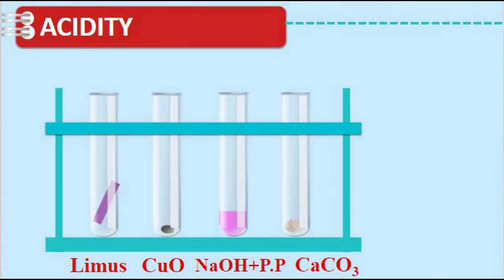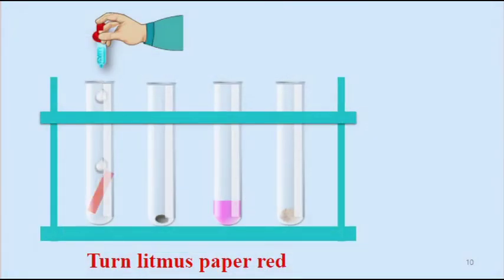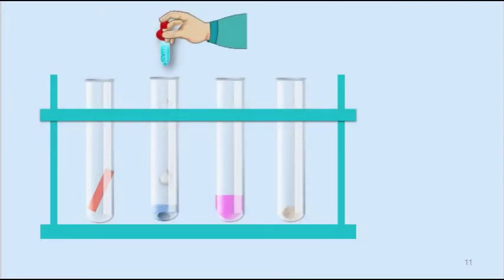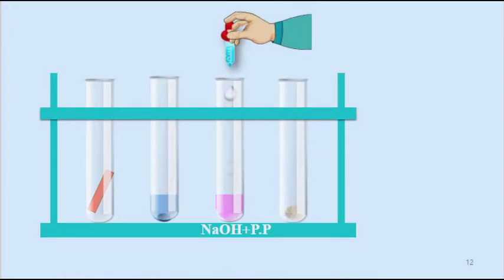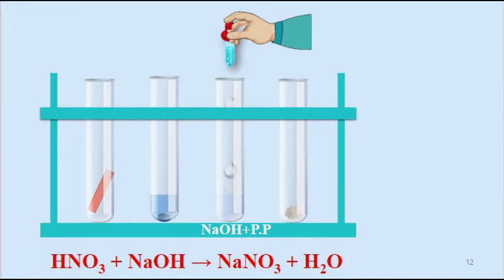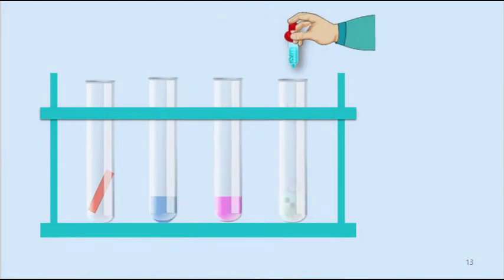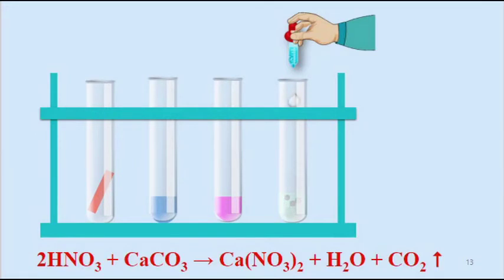Nitric acid is a strong monoprotic acid, completely ionized into hydronium and nitrate ions in aqueous solution. It turns the litmus paper red due to its acidity. It reacts with metal oxides to form salt and water. It reacts with bases to form salt and water. It reacts with salt to form another nitrate salt and a weaker acid.